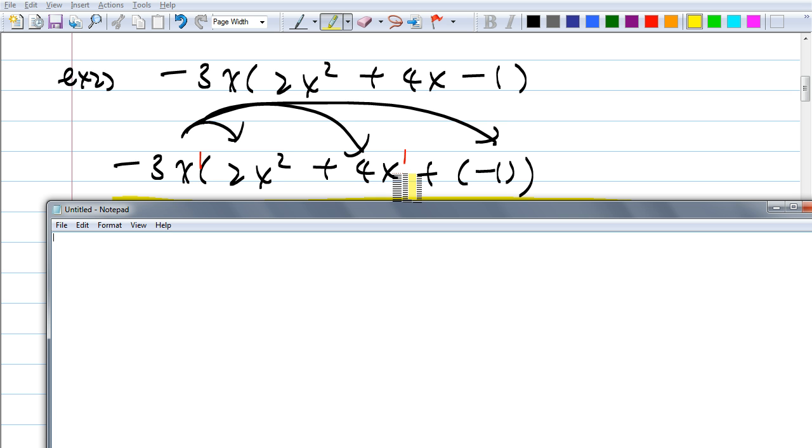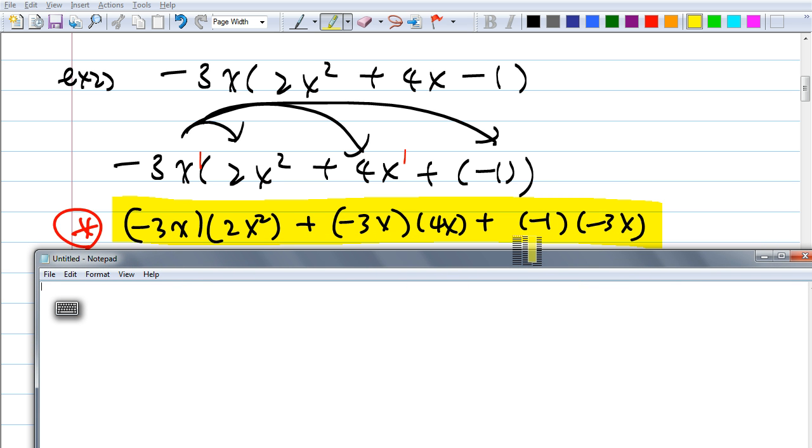Negative 3x (2x squared) plus negative 3x (4x) plus negative 3x (negative 1). That's right. Guys, for tonight's homework, and like I said, you're going to thank me later when you take the test and quiz. Write this step out. It doesn't take you that long, but you will not make silly mistakes. Whereas if you just do it in your head, you forget one little thing and the whole thing's wrong. Okay, once you do this, tell me what to write next.